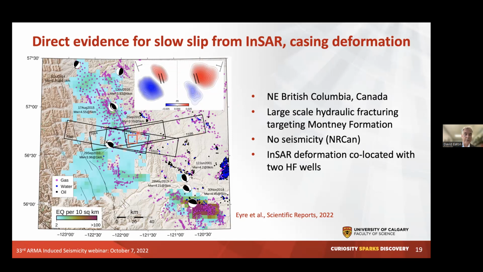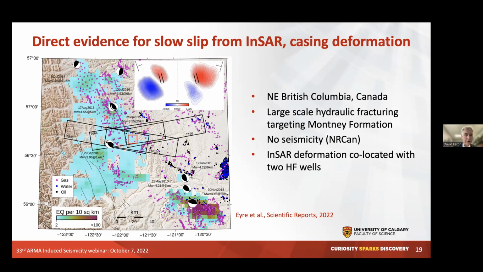The study area, which is shown in the red box, sits within the Montney unconventional play, which is a very large unconventional gas and liquids fairway in Western Canada. So this is the BC part of the Montney, and some areas of the Montney appear to be prone to induced seismicity. The blue and green colors you can see here represent the spatial density of earthquakes that have been recorded by the monitoring systems in this area.